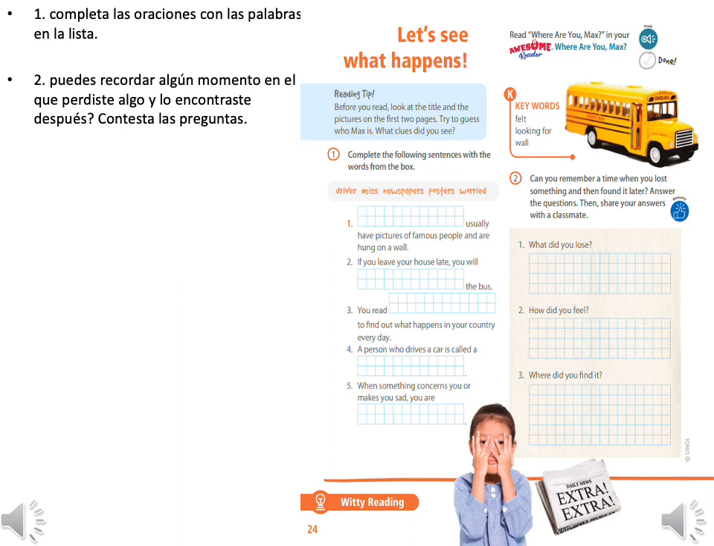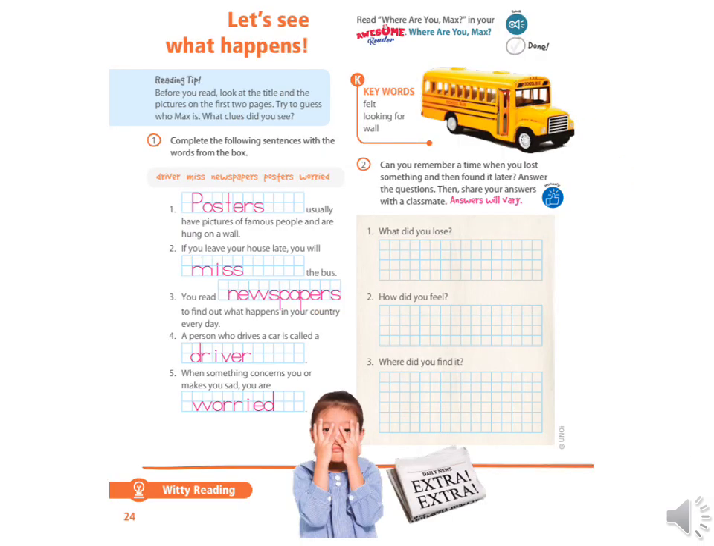Number 2, how did you feel? What was your feeling when you lost that thing? Were you worried, sad, angry? And number 3, where did you find it? The thing that you lost, where did you find it? Did you find it maybe in your house? Okay, when you're finished, continue with the next page. Now, look at the answers and check if you are correct. When you're finished, just continue.